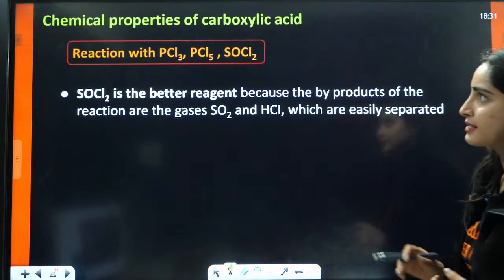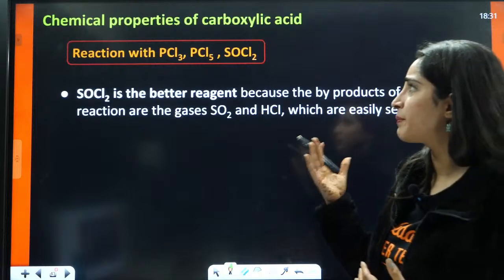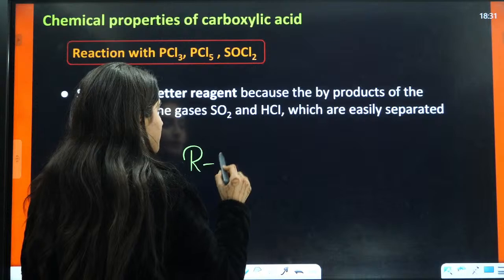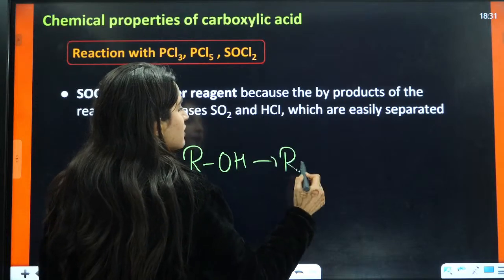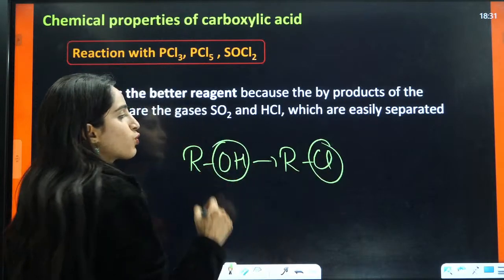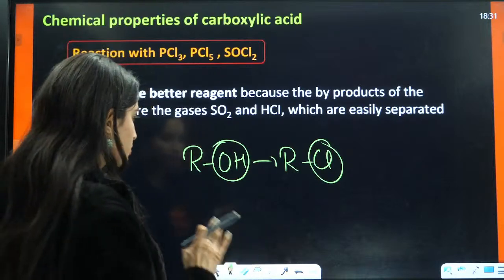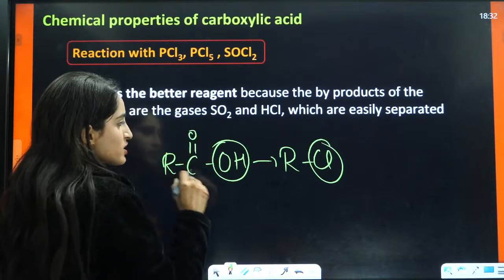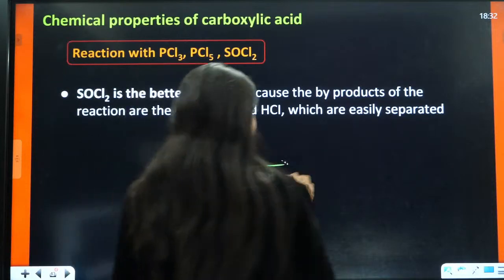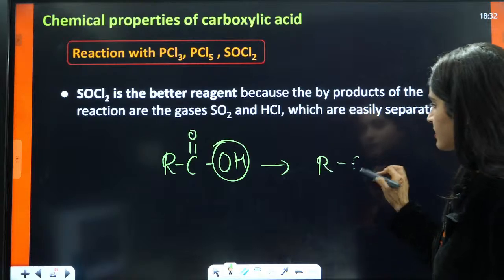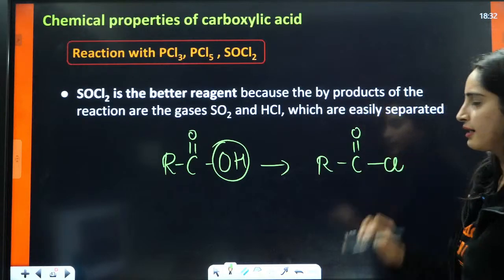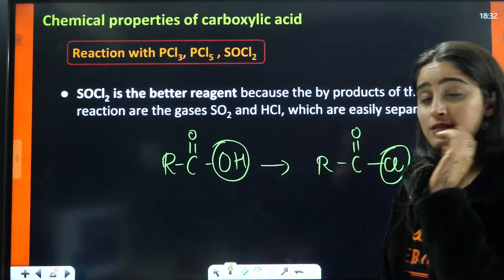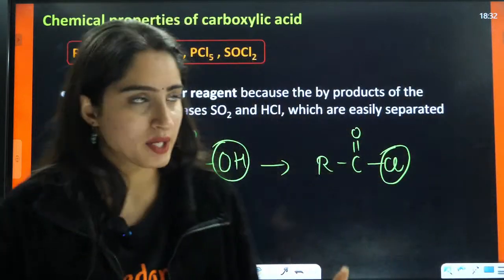Now, the next thing is the reaction with PCl3, PCl5, SOCl2, which is very simple. Just the way you used to replace OH with Cl in alcohols, ROH to RCl, the same thing we are going to do here. Here, instead of ROH, you have RC=O with OH, so this will be replaced by RC=O with Cl. That means OH is replaced by Cl, just the same way that we did in alcohols as well, right?